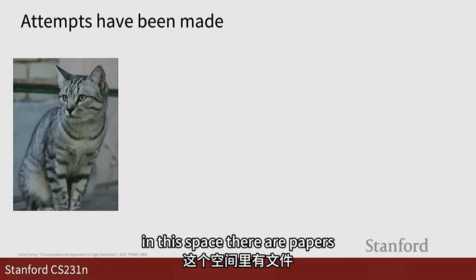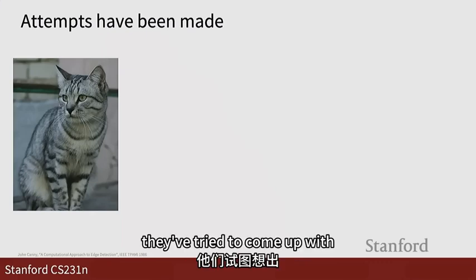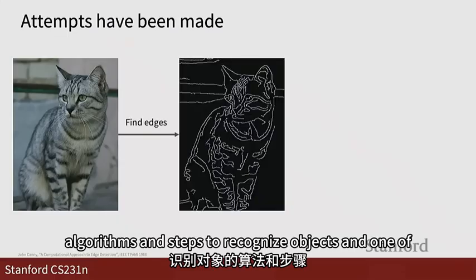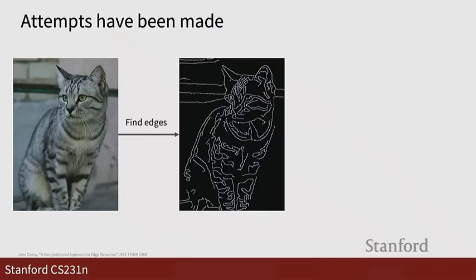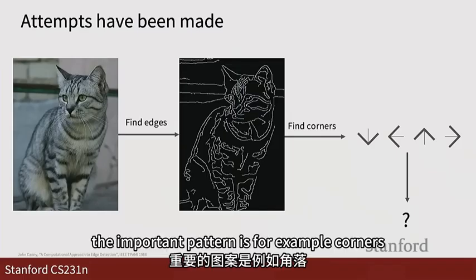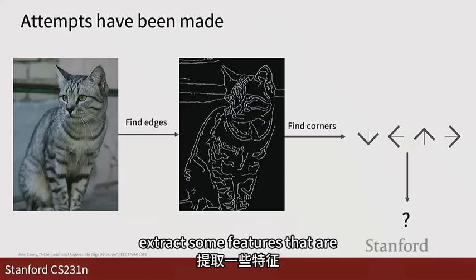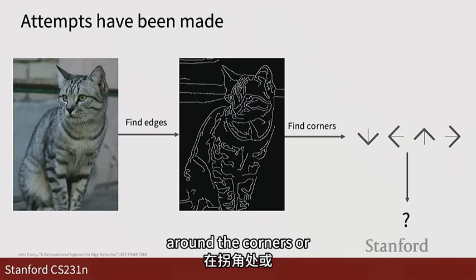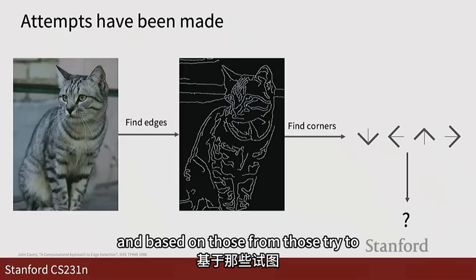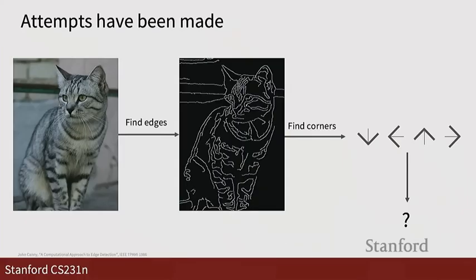There are papers that tried to come up with algorithms and steps to recognize objects, and one of those was based on edge detectors, finding the edges in the image as a first step, and then after creating all of these patterns, looking at the important patterns, for example, corners, extracting some features around the corners, or counting the number of specific types of corners, and from those, trying to map that into the output class.